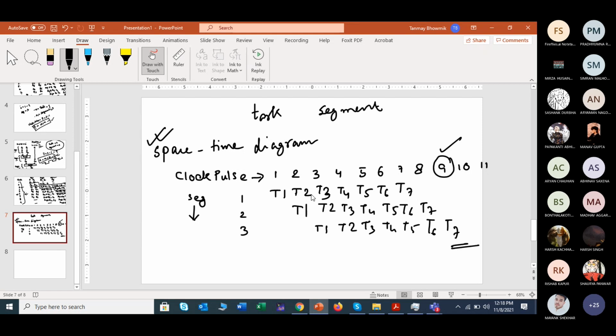Till now, other general considerations like task, segment, and space-time diagram have all been discussed. We have also identified how we can calculate the total time period, or total clock pulses, that will be required. We have said that this number is k plus n minus 1.